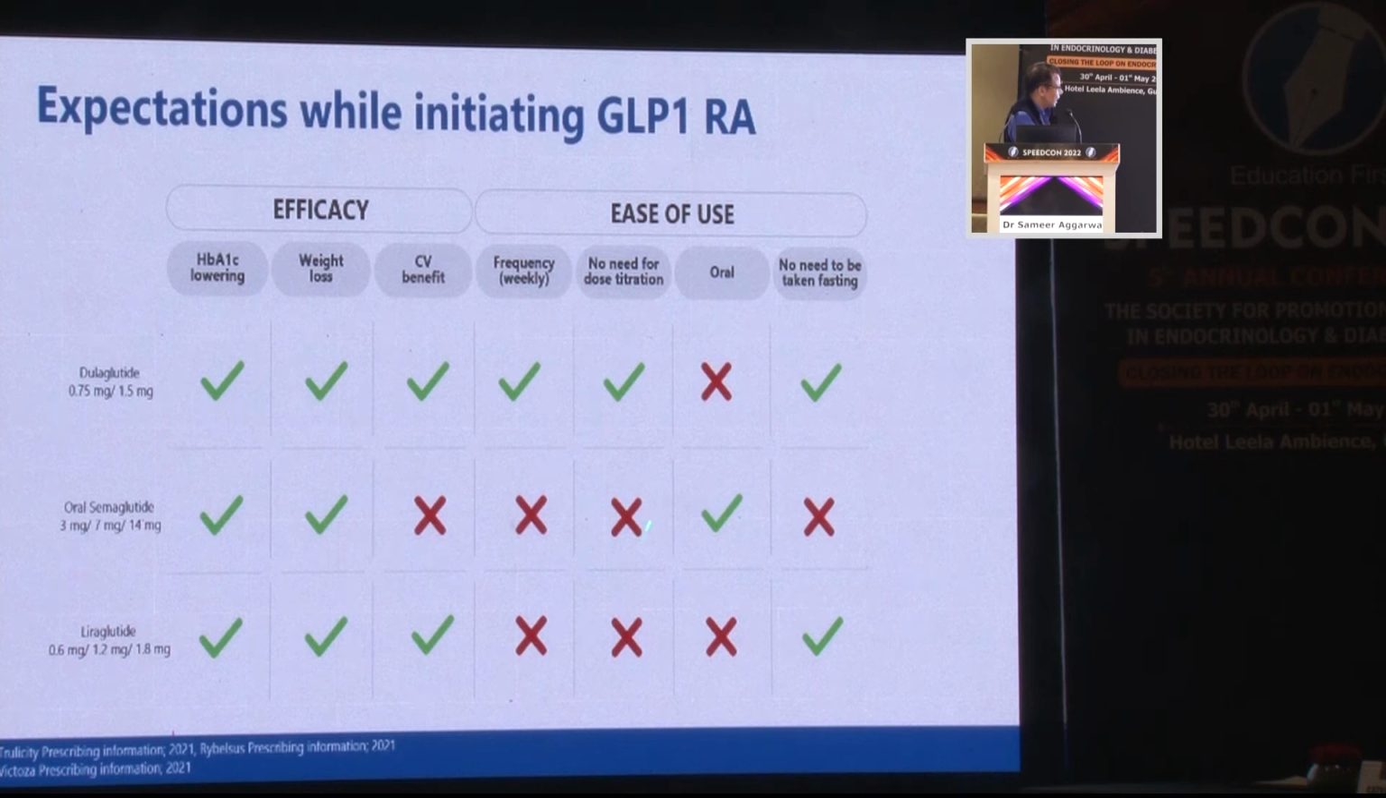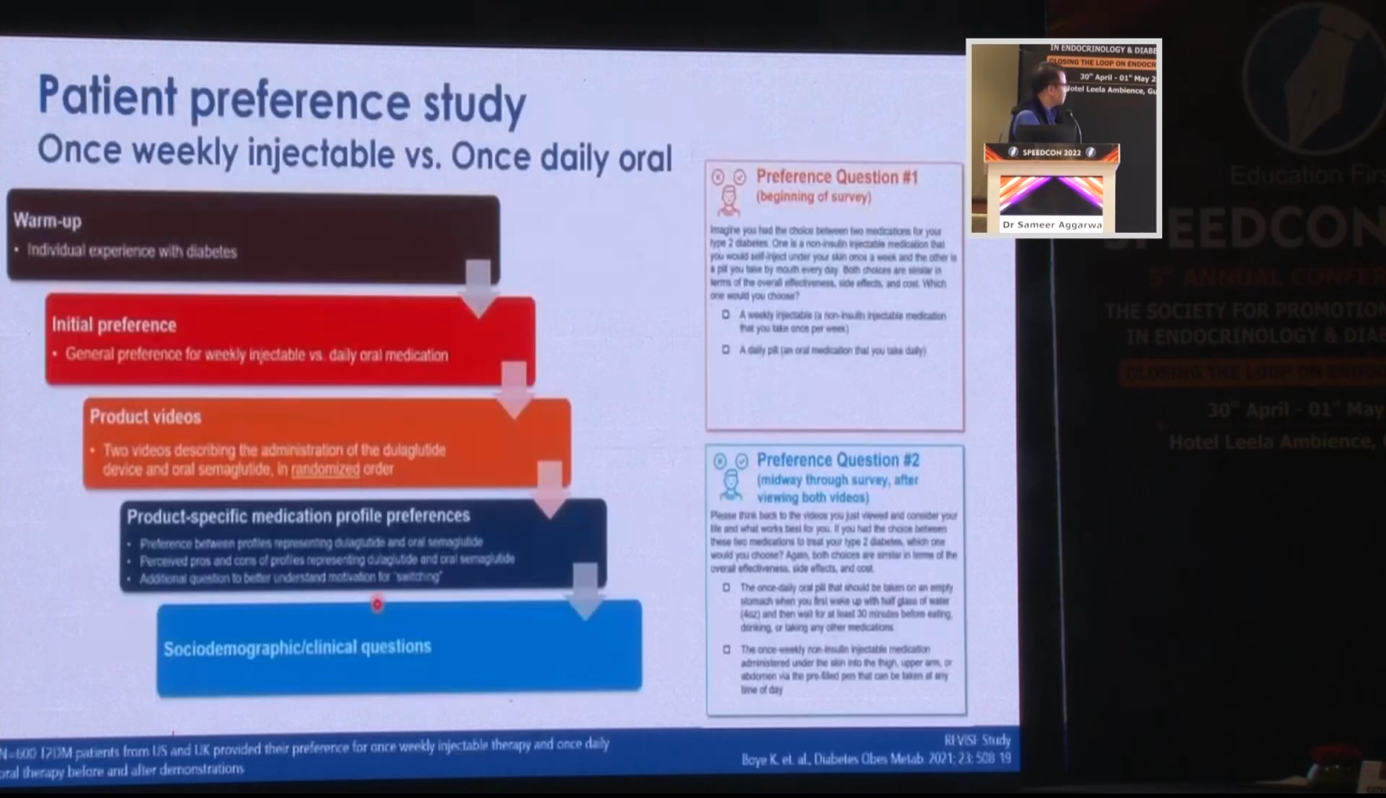The dose titration has to be there. That's another thing, 3 milligrams, 7 and then 14. It does not need to be given fasting with dulaglutide, so that makes the case stronger.